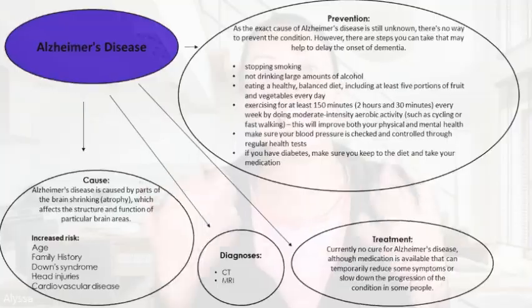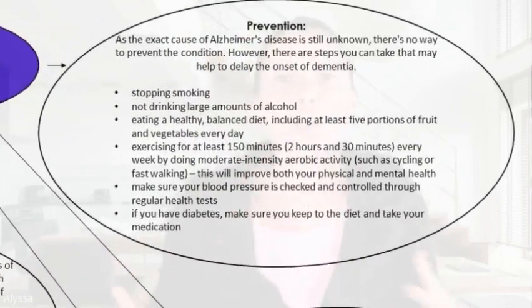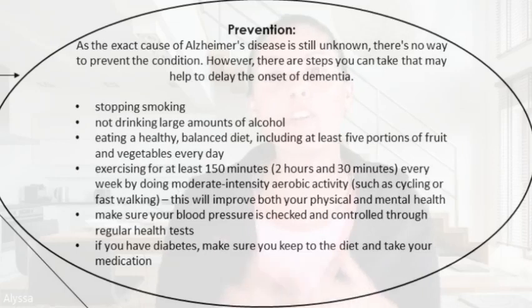We'll start off with prevention. The exact cause of Alzheimer's disease is unknown, so there's really no way to prevent the condition. However, there are steps that we can take to help delay the onset of dementia. Quit smoking and avoid drinking large amounts of alcohol. We want to eat a healthy, balanced diet, which does include at least 5 portions of fruits and vegetables every day. Exercise for at least 150 minutes, so 2 hours and 30 minutes every week.